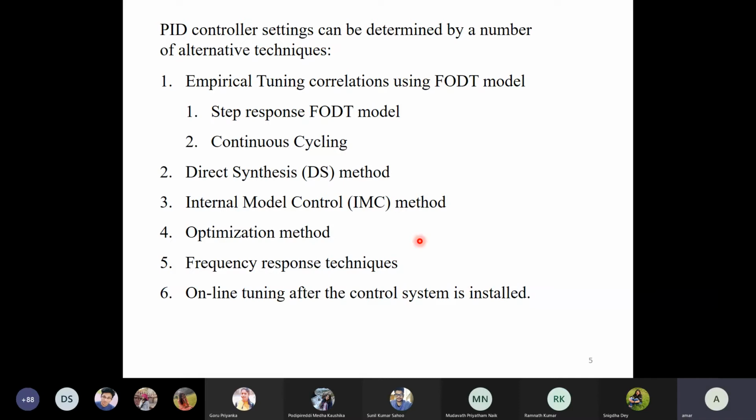model. Second is the direct synthesis method, which is a model-based approach. Third is the internal model control method. Fourth is the optimization method. Fifth is the frequency response technique. And sixth is the online tuning after the control system is installed. I'll discuss the tuning methodology in this category. So let us start with the empirical tuning correlations using this FODT model.